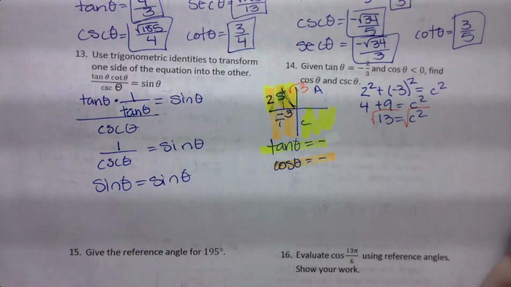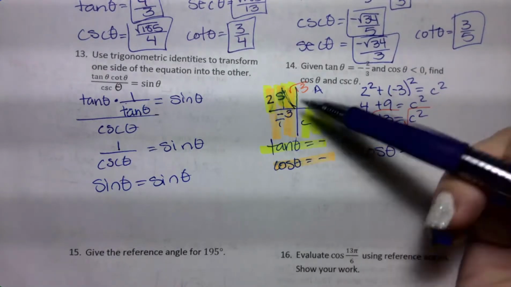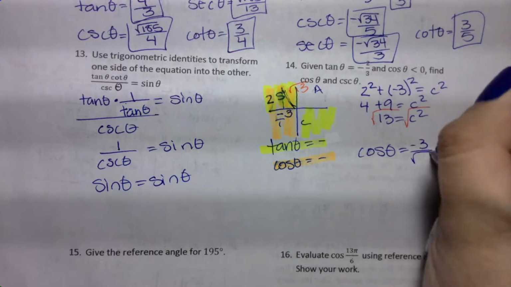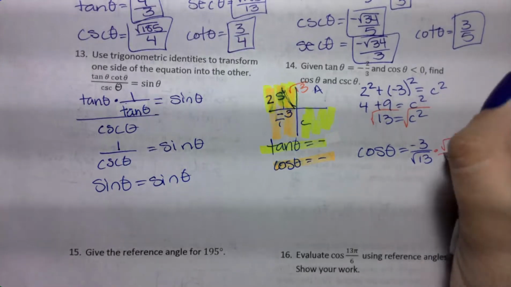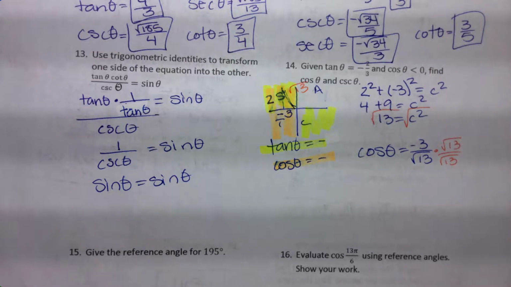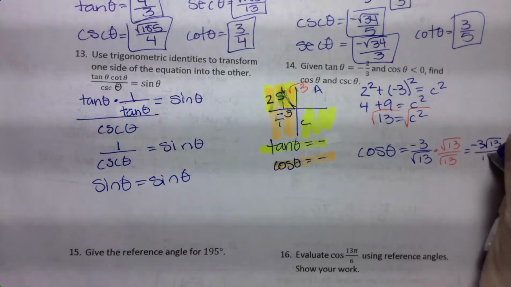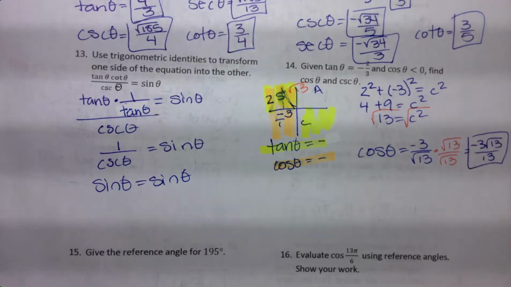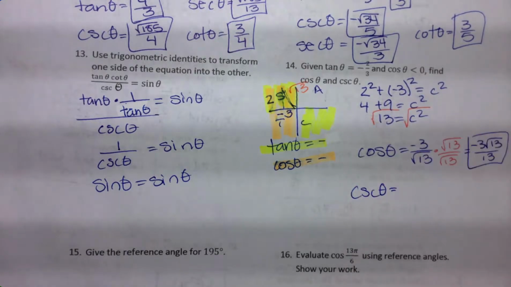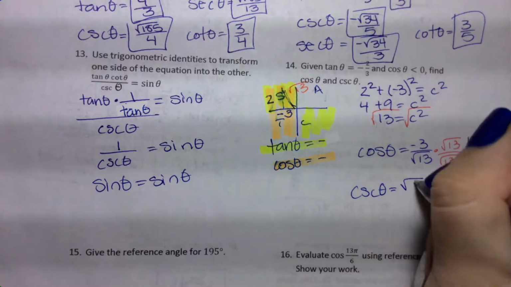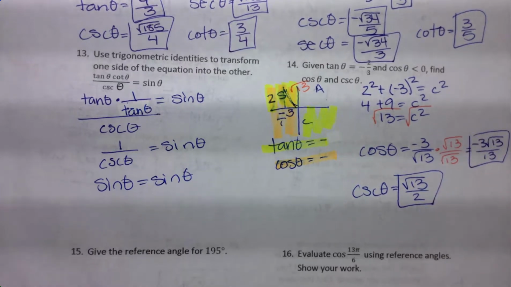Then it wants me to find cosine of theta. Cosine of theta is adjacent over hypotenuse, so this is going to be -3 over the square root of 13. I need to rationalize my denominator. So I have the square root of 13 over the square root of 13, which will give me -3 square root of 13 over 13. Then I also want to find cosecant. This one is hypotenuse over opposite. So this is square root of 13 over 2. Nothing to simplify here. So that is my final answer.